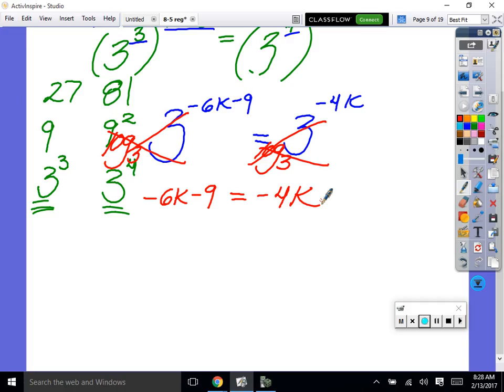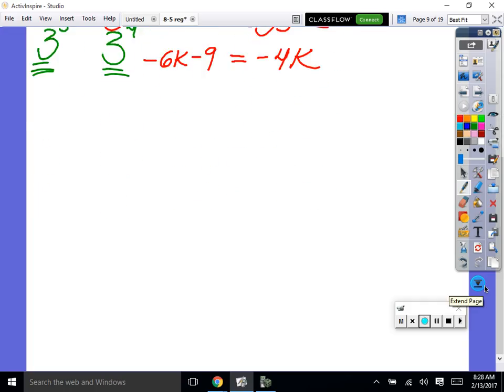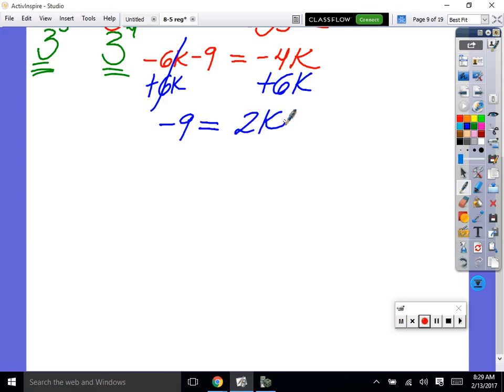So somebody tell me, what do I do from here? Just a linear equation. How do I solve this? Good. I like that. Add 6k to both sides. Negative 9 equals, now I'm combining my k's, right? So how many k's? 2 k's. Solve for k, last step. Divide both sides by 2. So k is equal to negative 9 halves.